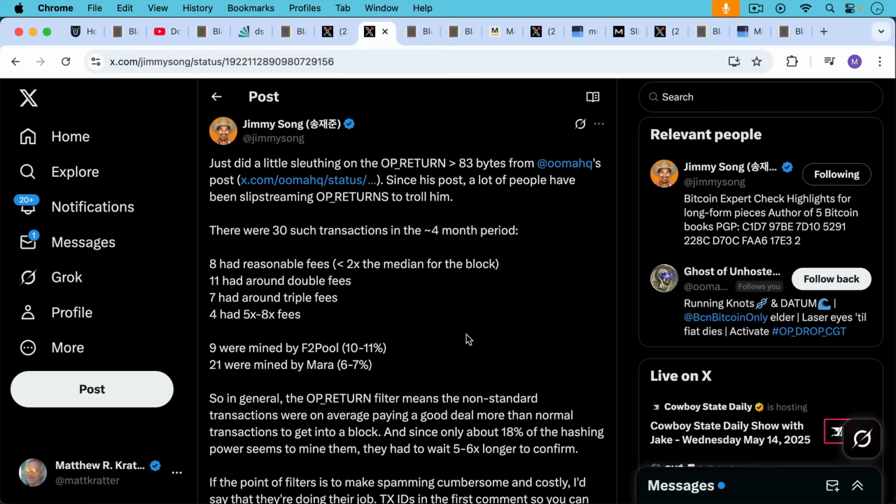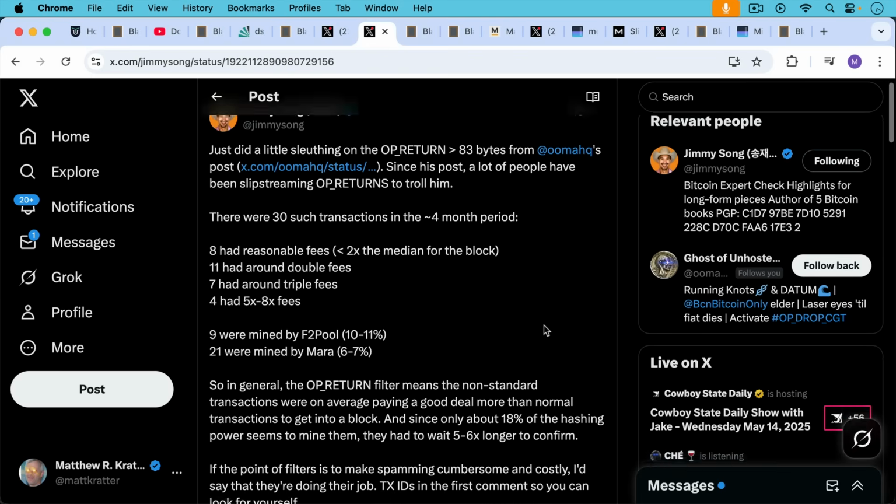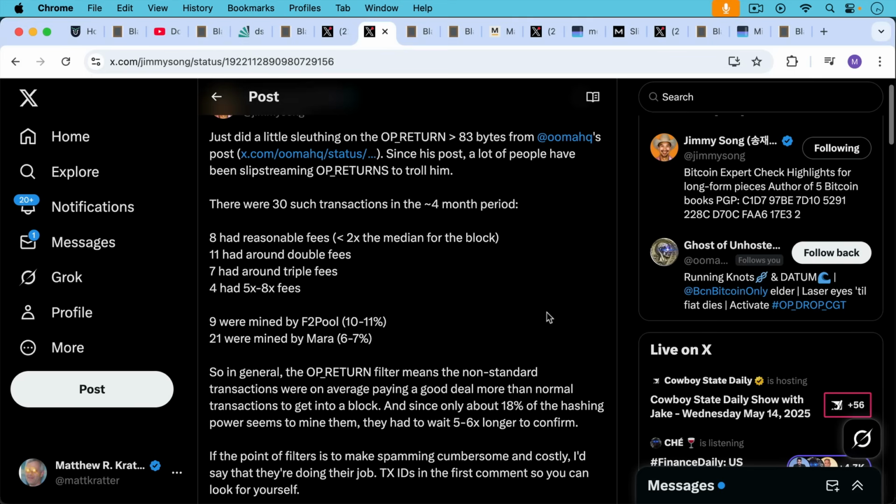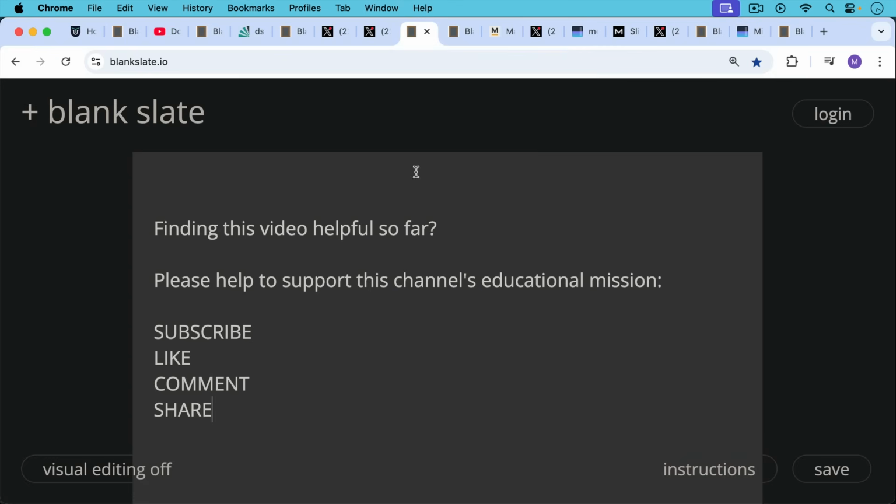So in general, the OP_RETURN filter means the non-standard transactions get their non-standard status because they were greater than 83 bytes. The non-standard transactions, they're within consensus, but they're non-standard. We're on average paying a good deal more than normal transactions to get into a block. And since only about 18% of the hashing power seems to mine them, they had to wait 5 or 6 times longer to confirm. If the point of filters, Jimmy says, is to make spamming cumbersome and costly, I'd say that they're doing their job. And he includes the transaction IDs in the tweet if you want to follow up on it.